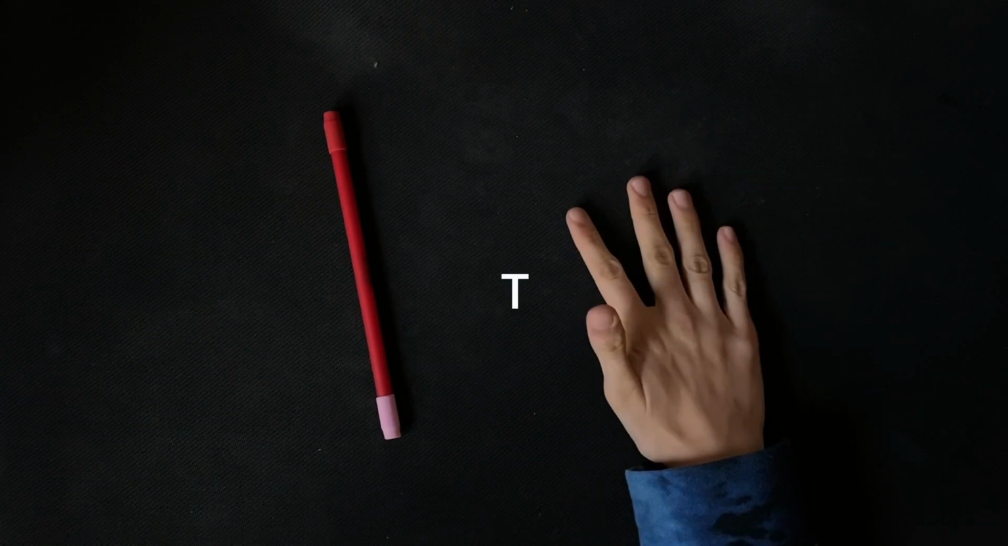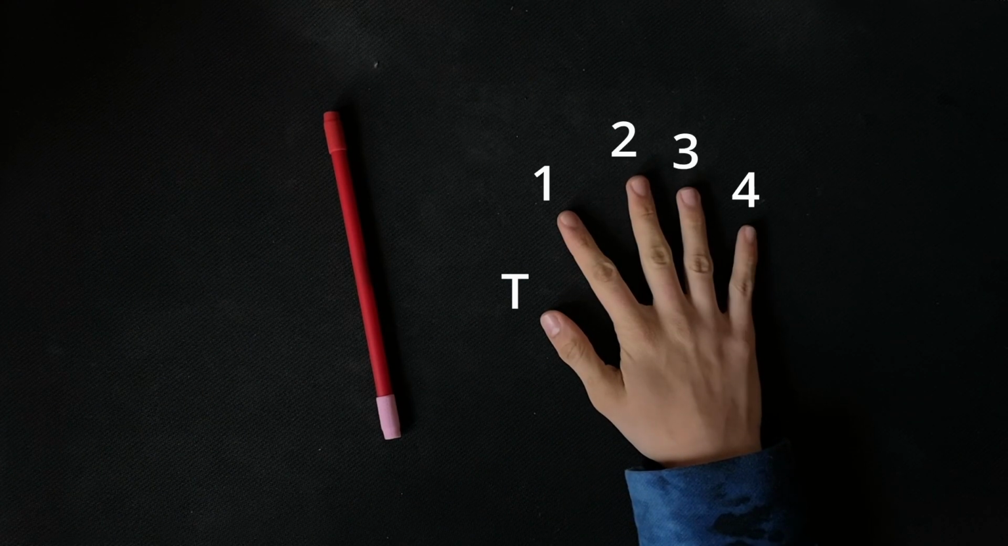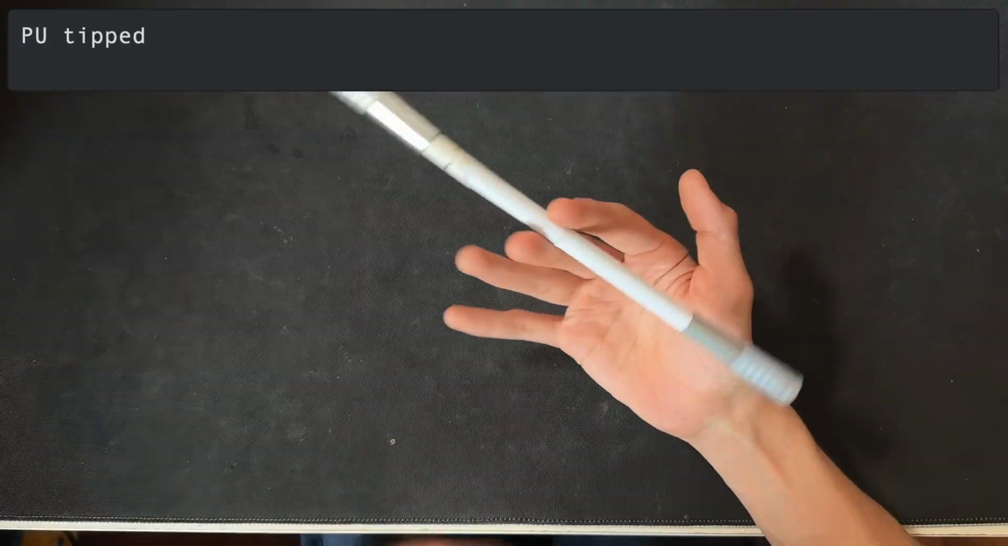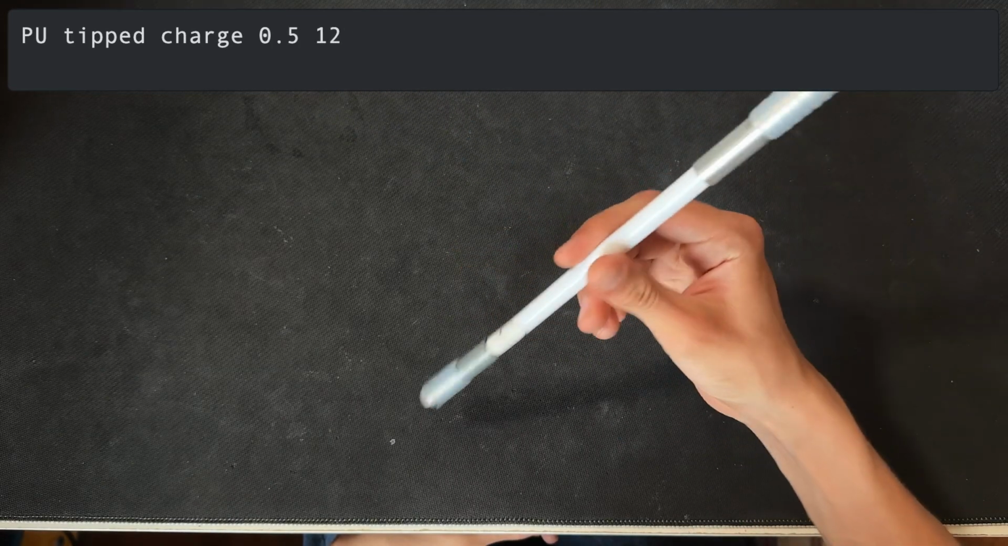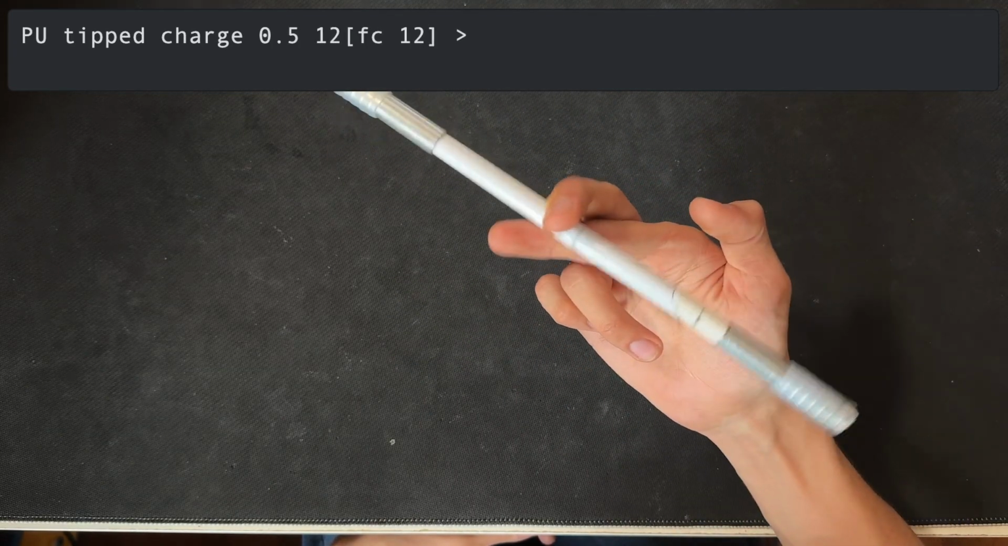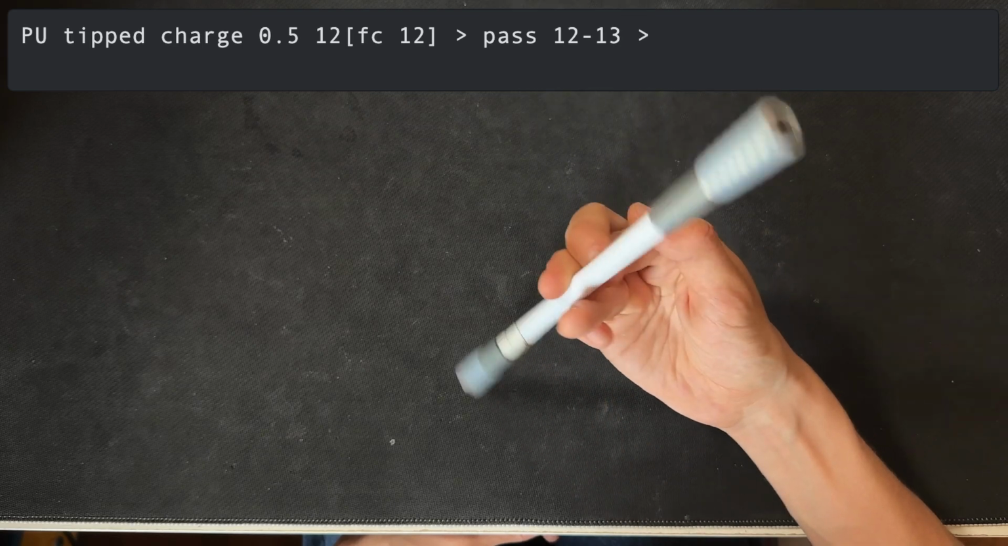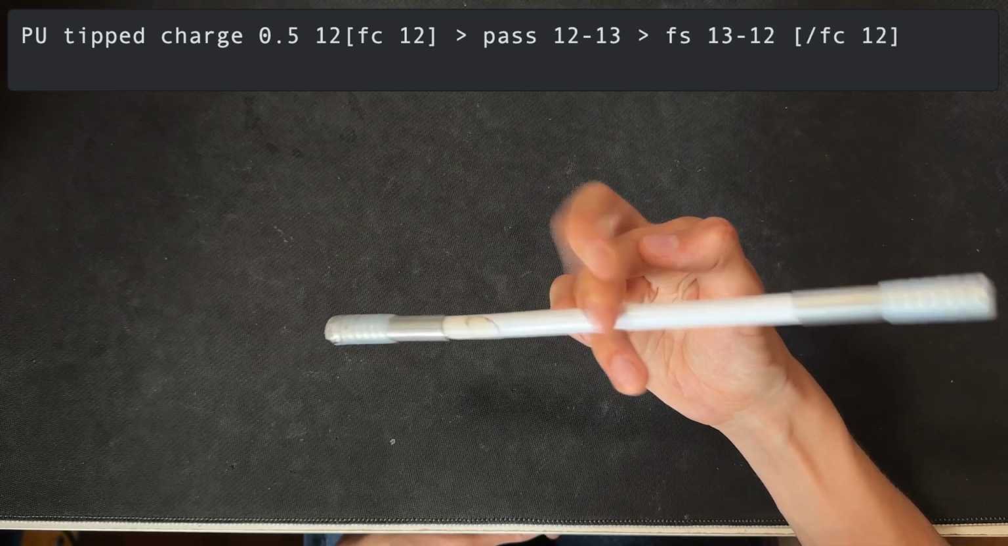Remember, numbers are fingers to represent finger slots. We start with a palm up tipped charge 0.5 from 1-2, with half of C1-2. Next is a pass to 1-3 with a finger switch to 1-2 with un-FC1-2.